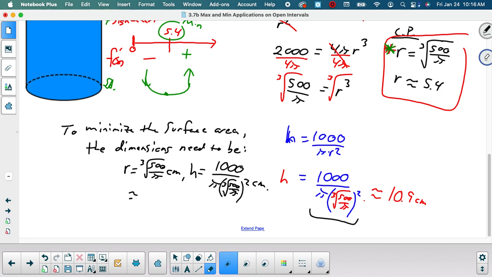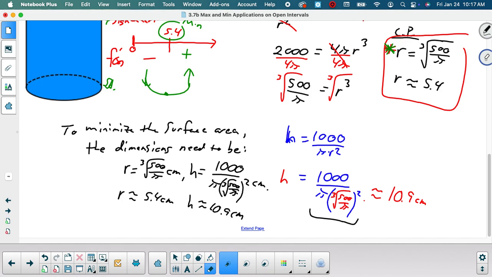Again, this is roughly 5.4 centimeters. H was roughly 10.9 centimeters. But those are going to be my dimensions to minimize my surface area to have exactly 1 liter of volume. Overall, it's the same process. Again, the proof, though, is different because I have to make a sign chart.